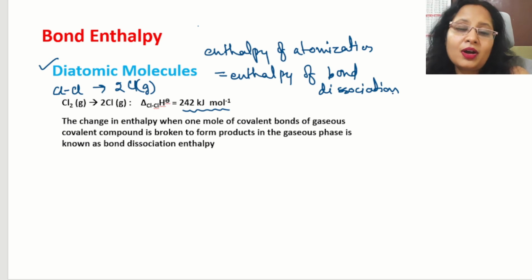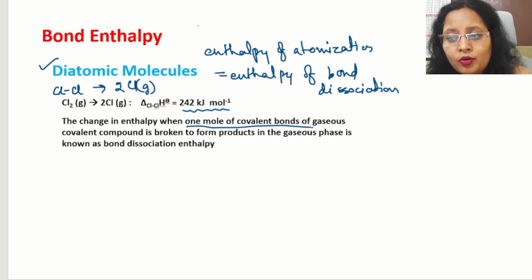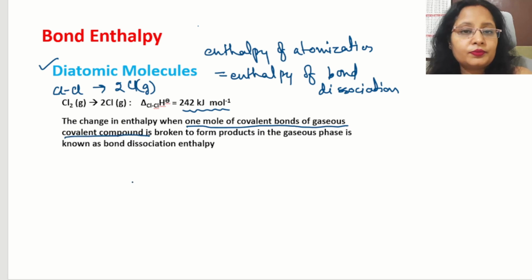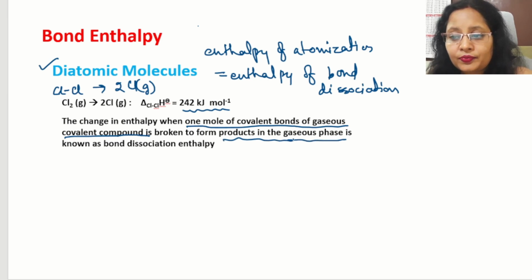Clear? Because here the bond is breaking. So the definition says: the change in enthalpy when 1 mole of covalent bonds of a gaseous covalent compound is broken to form the products in the gaseous phase is known as bond dissociation energy. Clear?